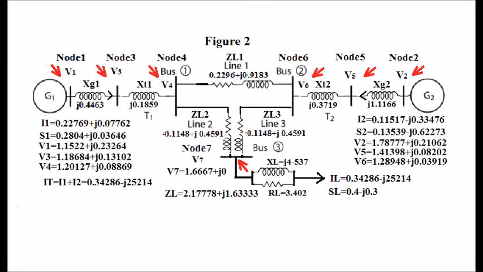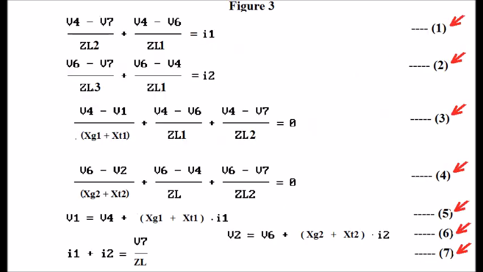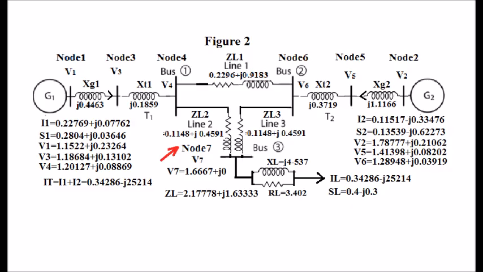The per unit diagram with 7 nodes is shown in the figure 2. Calculated per unit values are marked in the figure. There are 7 equations to be solved for finding the operating point. The equations are shown in the figure 3. The 7th node is the load bus. Its voltage is already given.